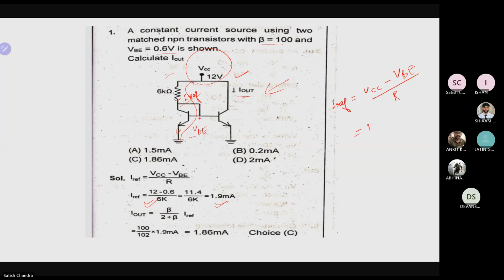But our Iout is not exactly the same for the case of this figure. So we need to check the beta value. Beta value is not given, which means it is not very high. So we need to check about this value. If I evaluate that part, we achieve this value, which is 1.86 milliampere.